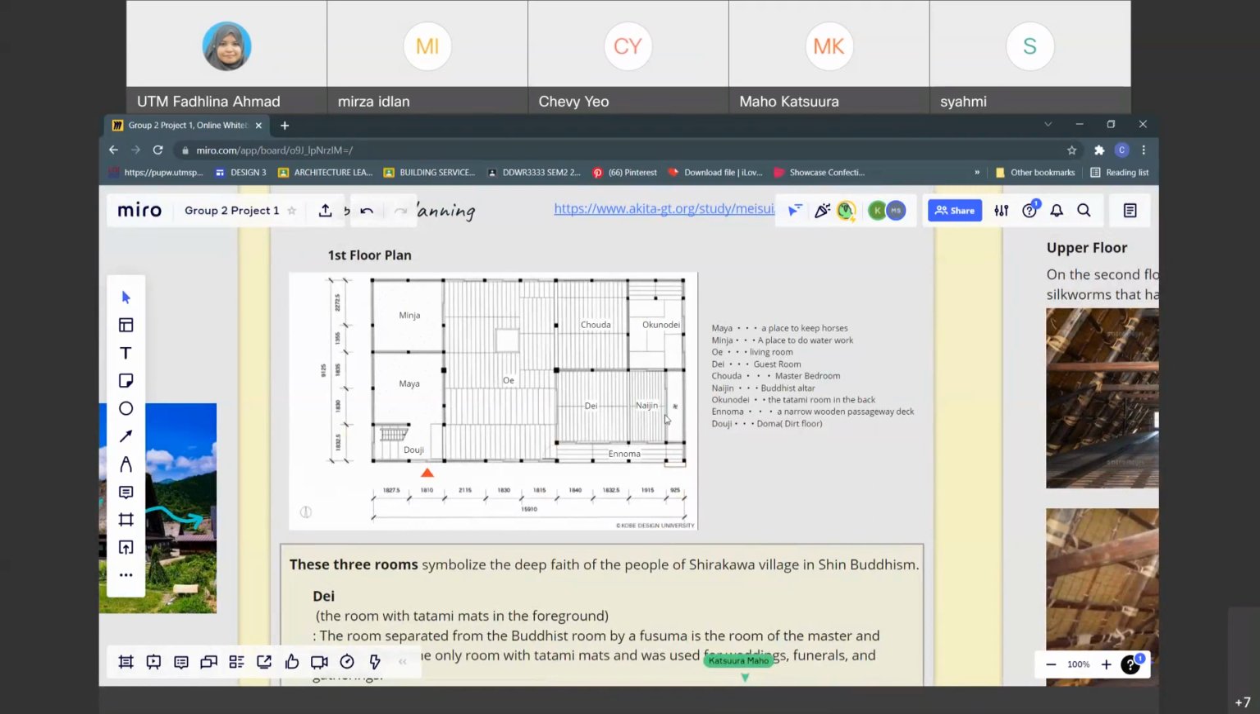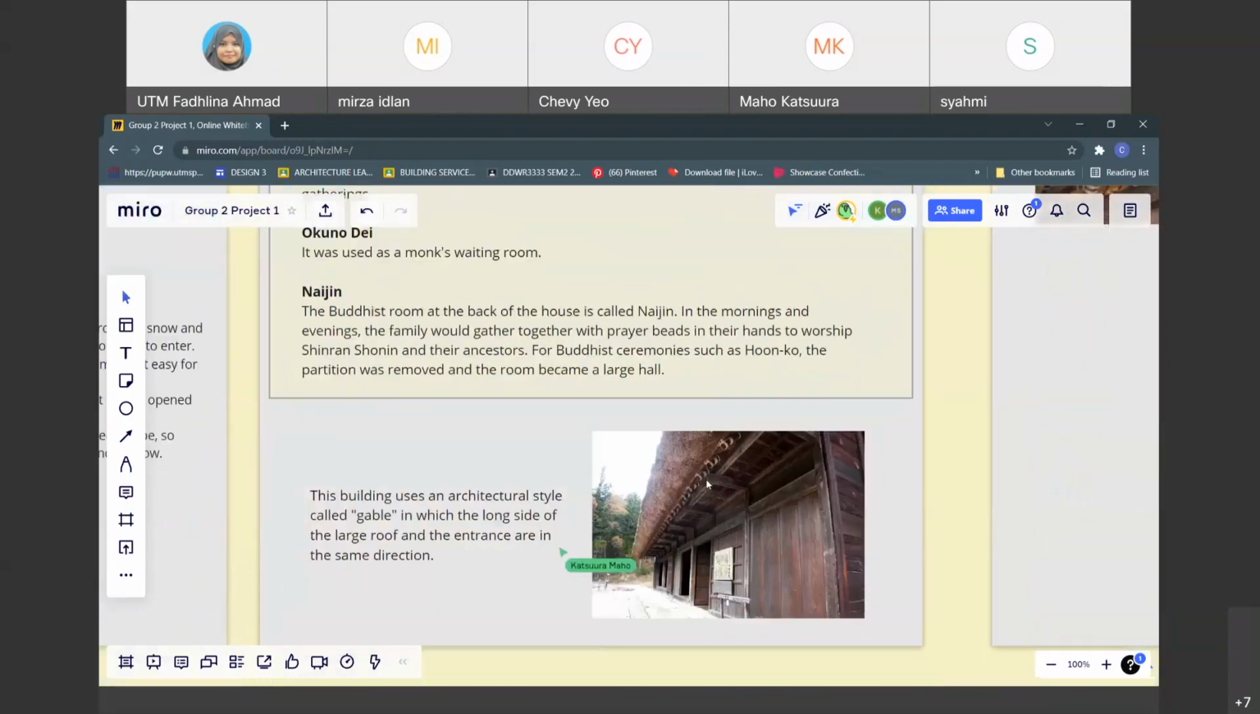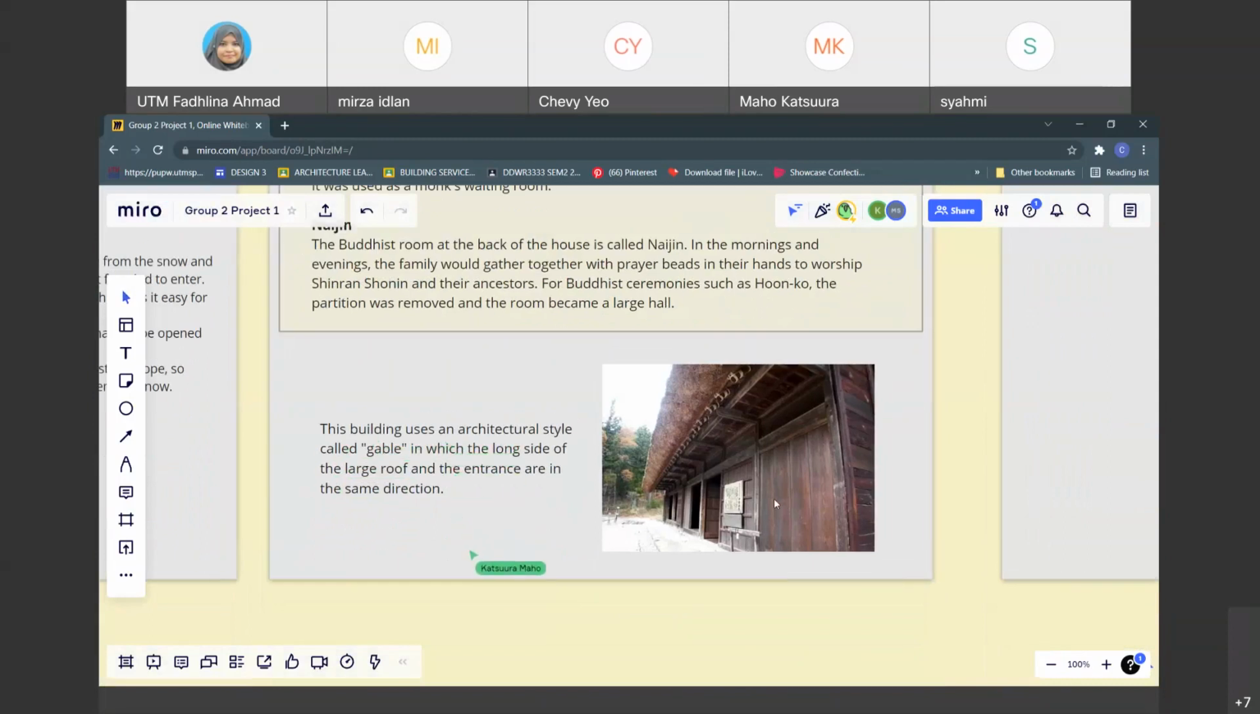In the mornings and evenings, the family would gather together with prayer beads in their hands to worship Shinran Shonin and their ancestors. For Buddhist ceremonies such as Hoonko, the partition was removed and the room became a large hall. And this building uses an architectural style called gable, in which the long side of the large roof and the entrance are in the same direction.